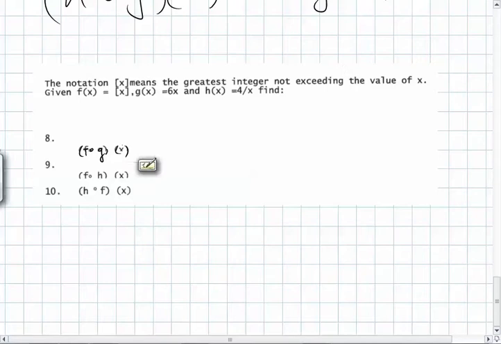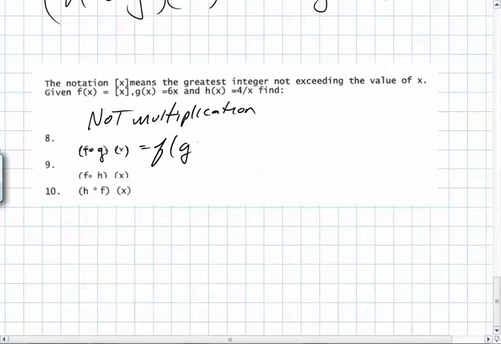Okay, so what does this mean, f of g of x? Is that multiplication? No. Not multiplication. What does it mean? You're plugging what function into what function? G of x into f of x. In this case, what is g of x? 6x. It says it right there. And what does f do to whatever you plug into it? It puts it in a bracket. So it's not that x, it's brackets of 6x.